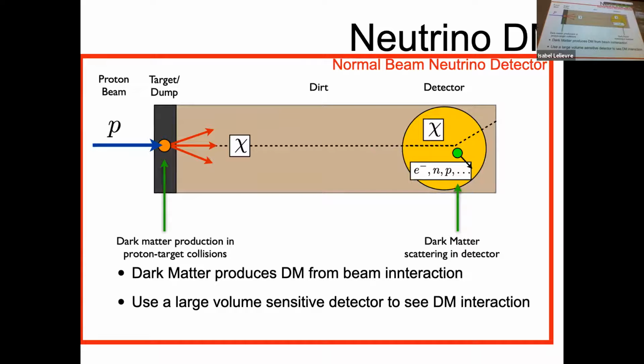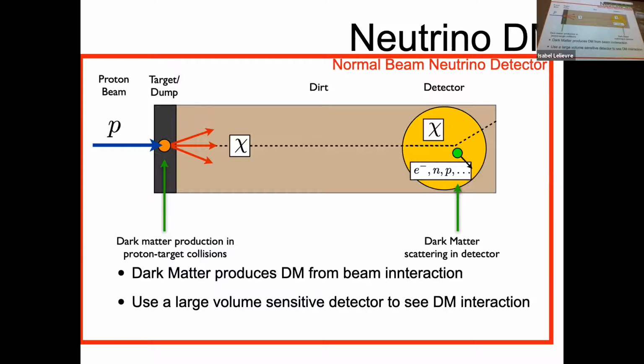You can have the scheme where you fire a proton on a target, and it produces your dark matter. Now the dark matter may or may not do something interesting, and it is very weakly interacting. But if you have a large enough volume detector, you can measure dark matter scatter in your detector. This turns out to be very useful, and people have been going around repurposing neutrino detectors to search for dark matter.